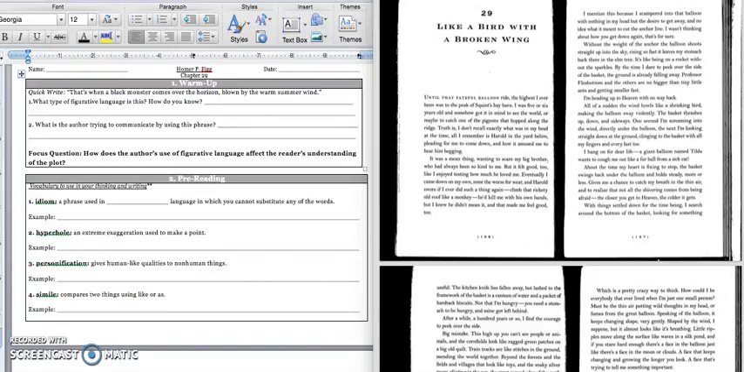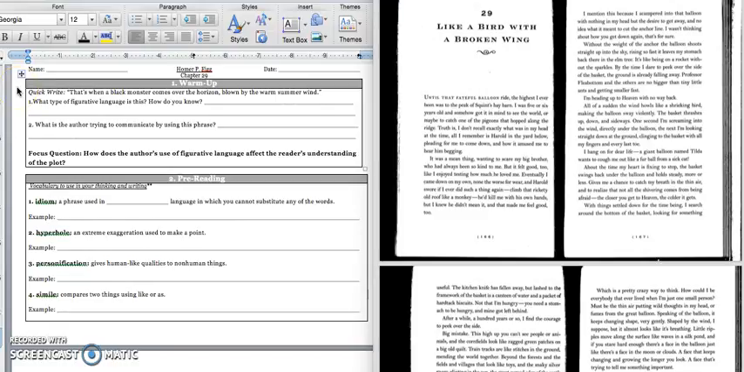Good morning, 5th grade. Today we are going to read chapter 29, and in our whole group lesson, we're going to practice some new figurative language. So let's just quickly review figurative language at the top of your quick write.